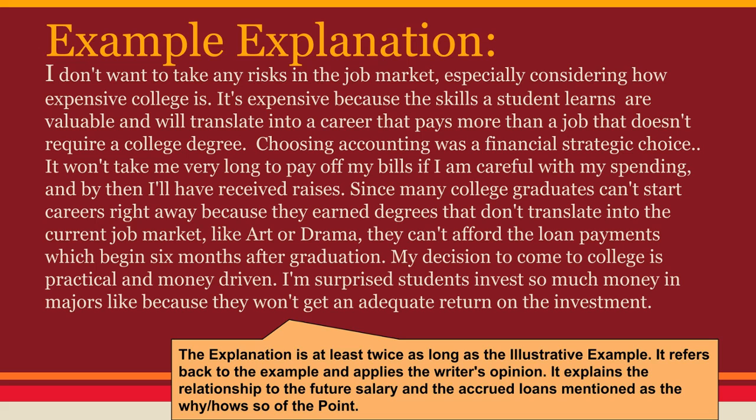Okay. And lastly, in that little bubble at the bottom, it says it explains the relationship to the future salary and accrued loans mentioned as the whys and hows of the point. So, another way to think about an explanation is that it's prompting you to ask how, what, and why of yourself. How is this the purpose of college? What does loans have to do with anything? Why an accountant? How come you need a good job to pay off these loans, right? It's answering these questions over and over again for the reader so that by the time they finish the paragraph, they shouldn't have any questions.